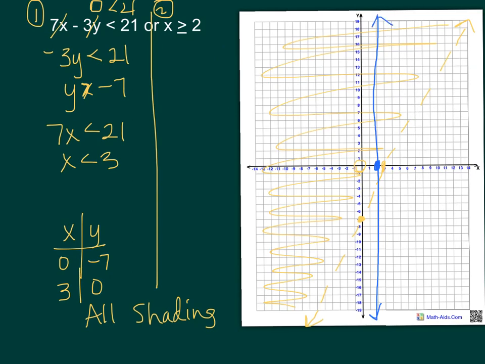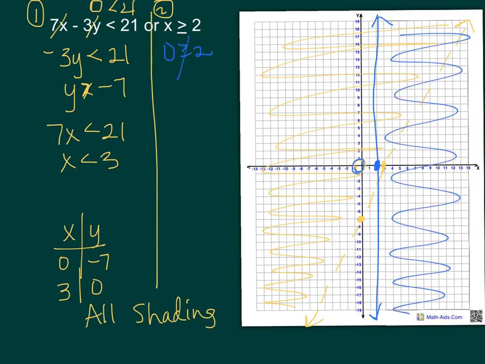I still need to do a test point, even though that's a vertical line. I'm going to test 0, 0. In this case, there's only one 0 to plug in. I just plug it in for the x that's given, and I get 0 is greater than 2. Well, 0 is not greater than 2. So everything on the left of that blue line fails, but everything on the right of that blue line passes.